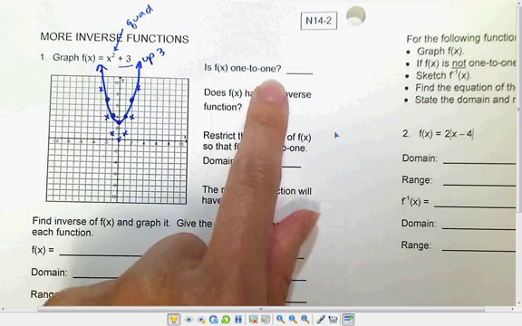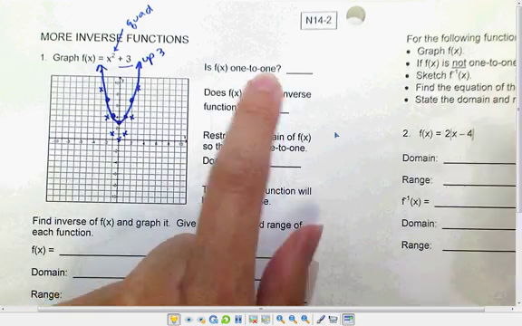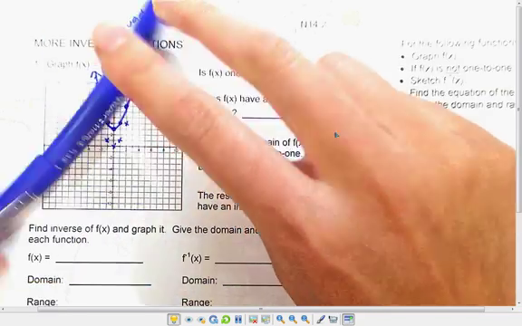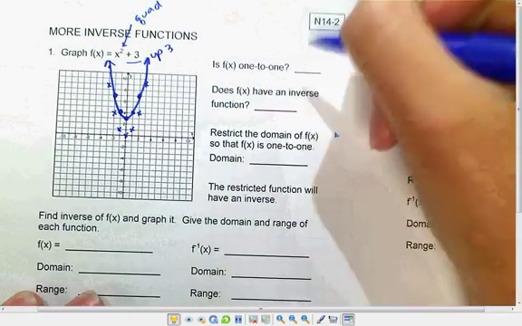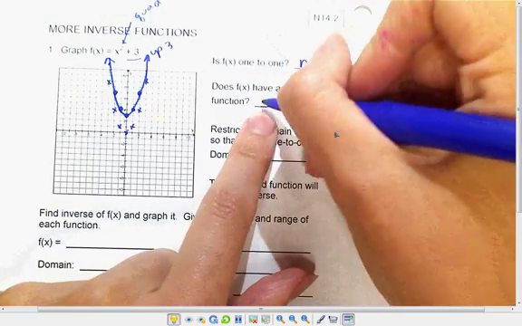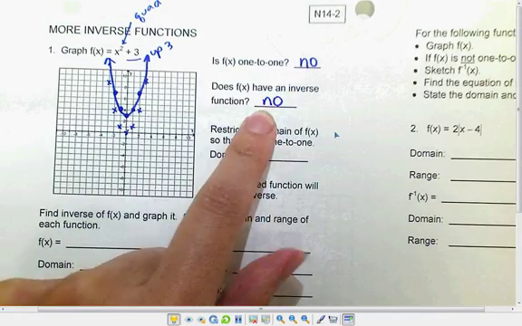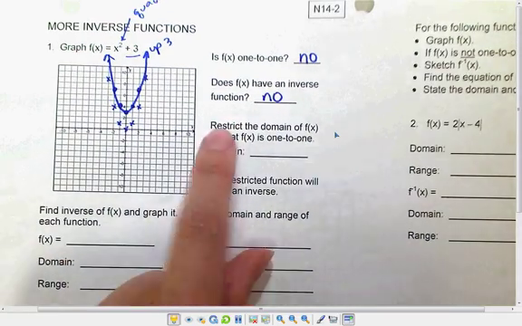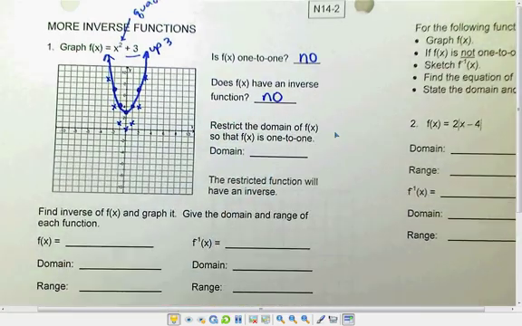Is f of x 1 to 1? Does it pass the horizontal and the vertical line test? It passes the vertical line test, but it doesn't pass a horizontal one. So this one's not 1 to 1. If it's not 1 to 1, this means that it's not going to have an inverse that is a function. So what we need to do is restrict the domain so that it is 1 to 1.